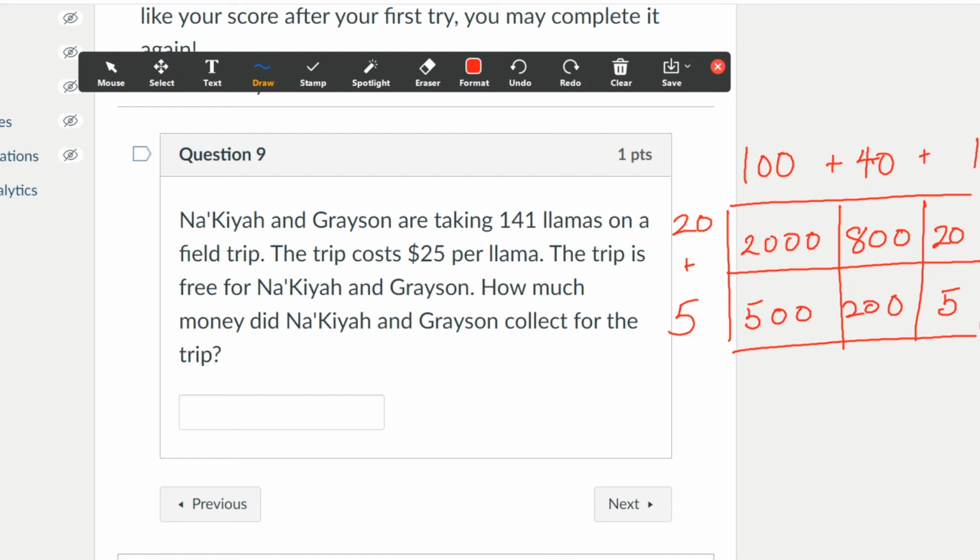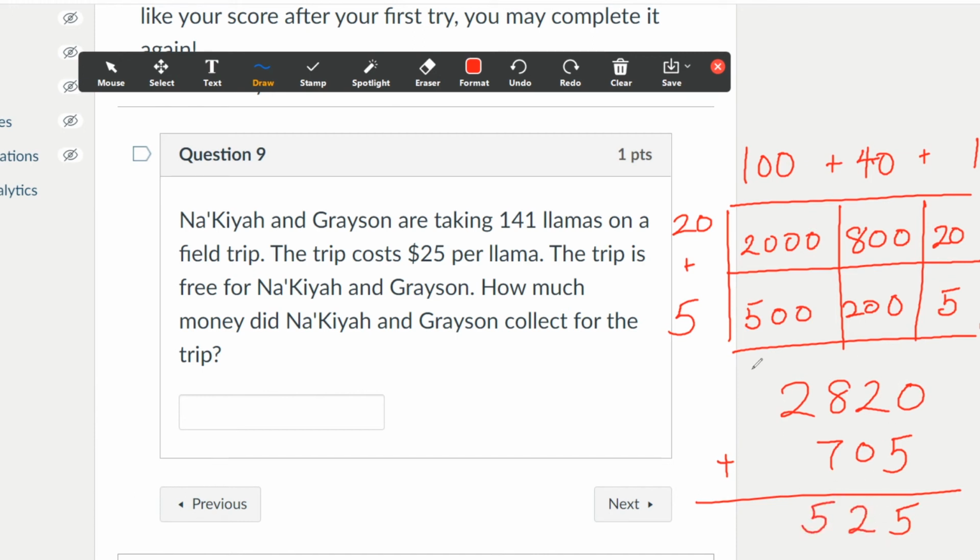If we added all the way horizontally, we would get 2,820 plus 705. 0 plus 5 is 5. 2 plus 0 is 2. 8 plus 7 is 15. 2 plus 1 is 3. So Nakaya and Grayson collected a total of $3,525.